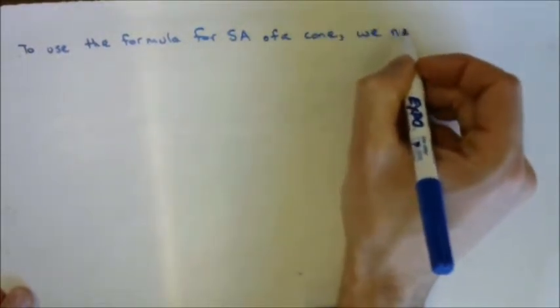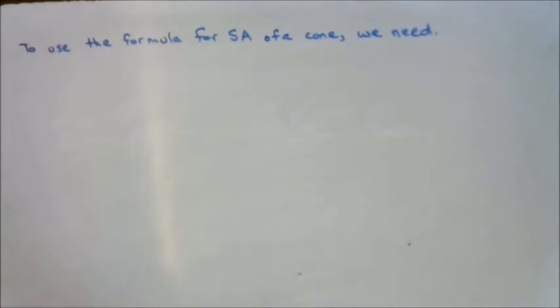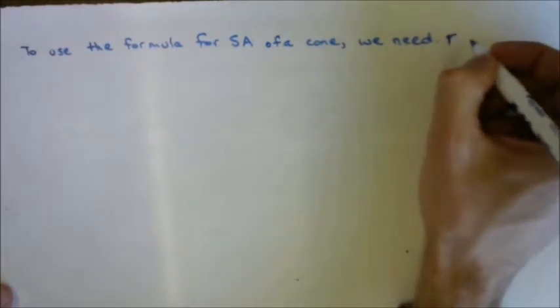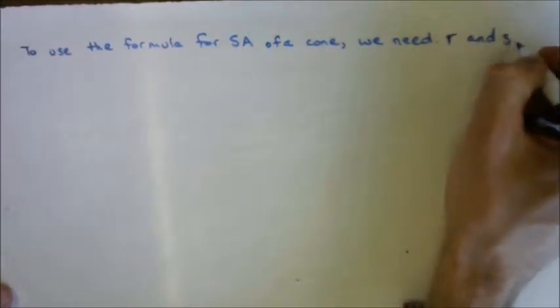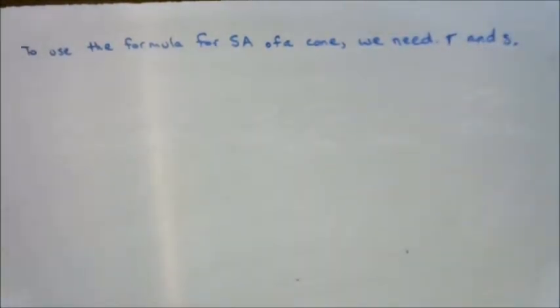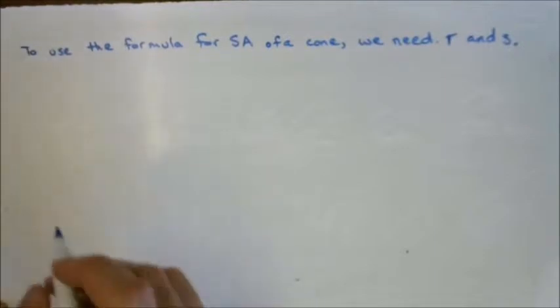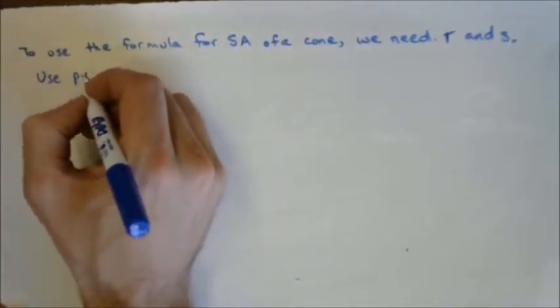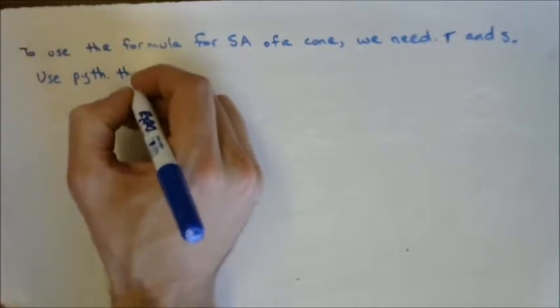To use the formula for surface area of a cone, what variables do we need to know? The radius. We need R and S, the slant. Okay, look at your diagram. Do you have R? Yes. Yep. Do you have S? No. Pythagorean theorem. Okay, so use Pythagorean theorem.